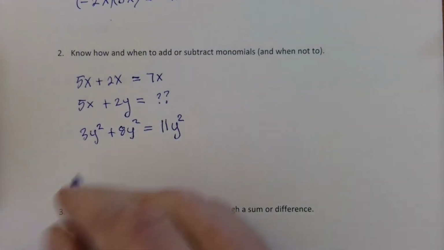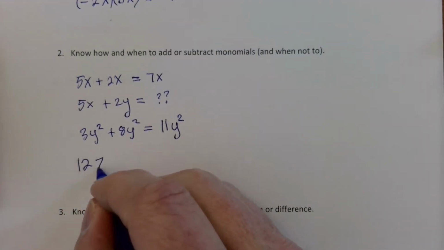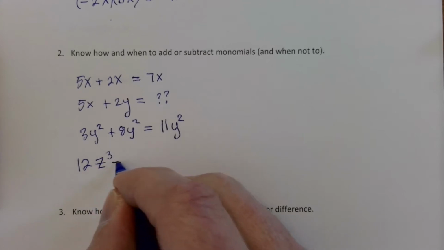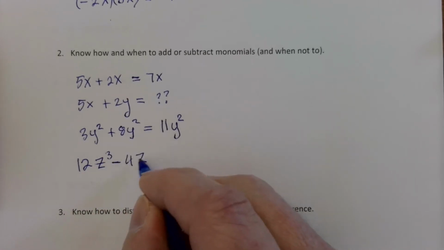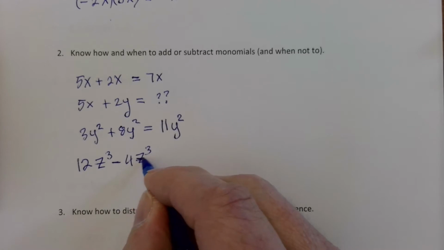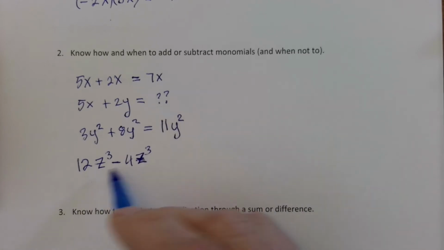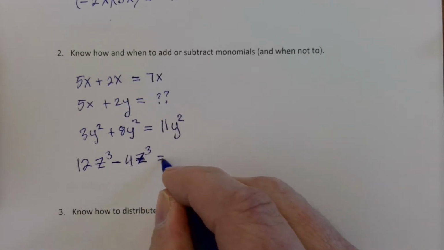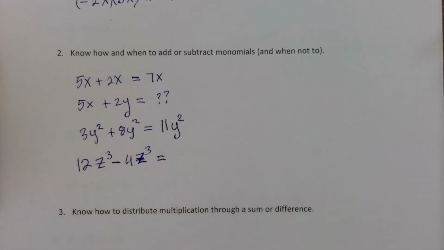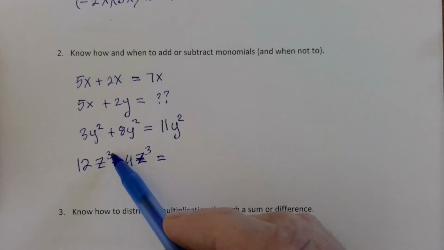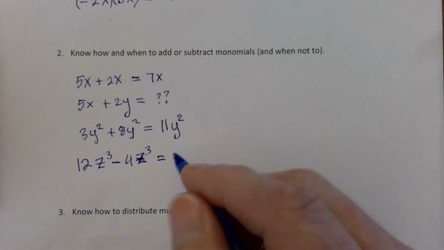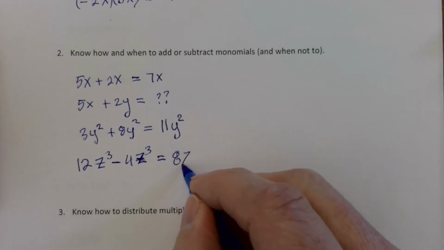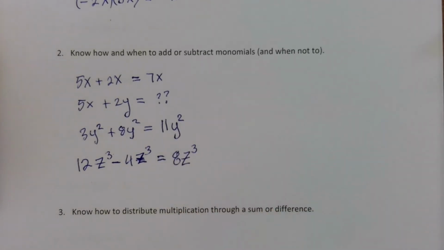Subtraction is pretty much the same thing. If you have 12z to the third minus 4z to the third, we can go ahead and do this. Both of these two terms are filled with z factors, and they both have the same exponent, which is 3. So 12 minus 4 is 8. Retain the exponent, 8z to the third power.